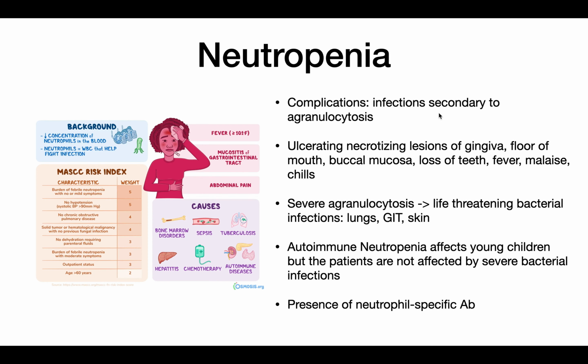The complications of neutropenia are obviously the secondary infections, and that would manifest as the ulcerating, necrotizing lesions of the oral pharynx, loss of teeth, malaise, chills. It's called a neutropenic fever. As you can see here, the causes would be, of course, either bone marrow disorders, sepsis, tuberculosis, hepatitis, along with chemotherapy.